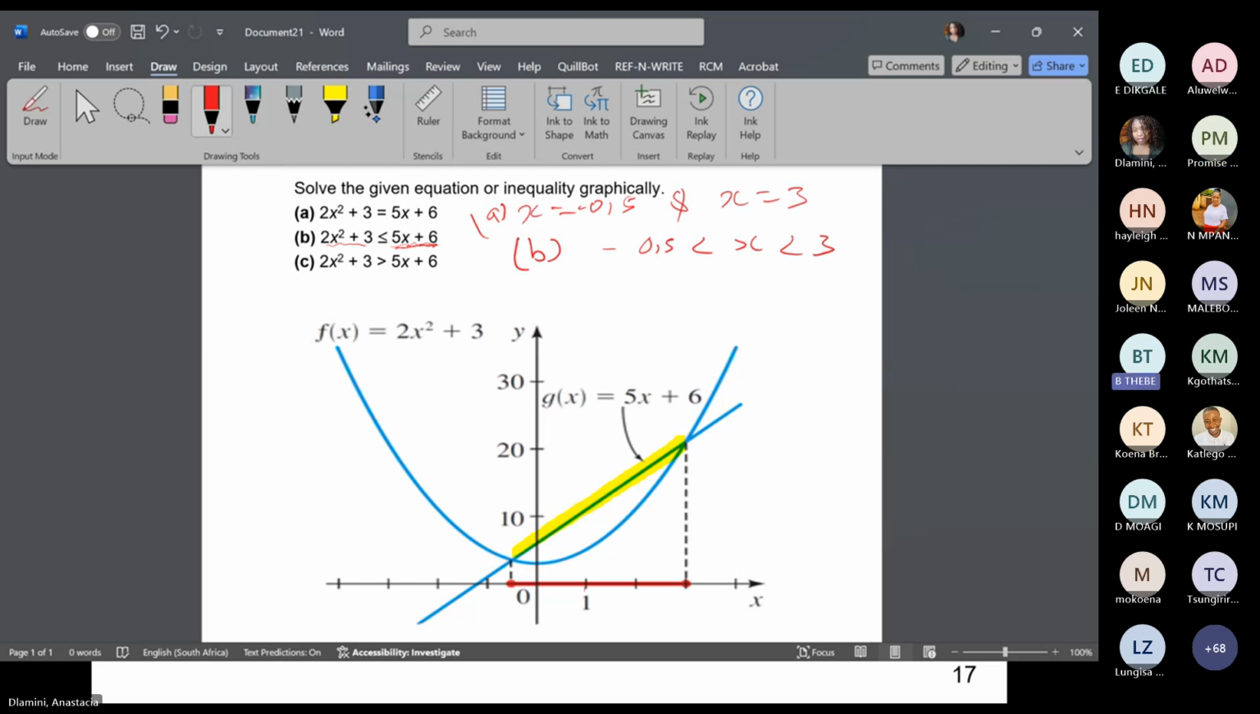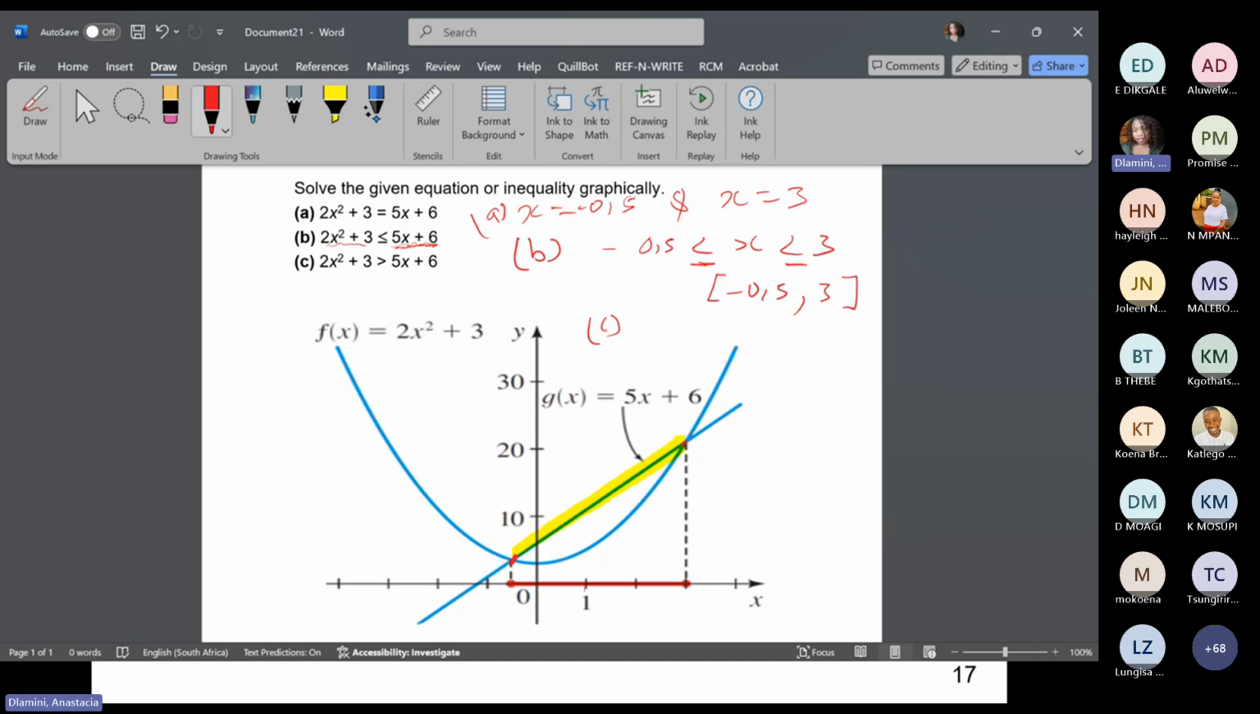Equal sign. They are also equal at those two points. Therefore, I need to put the equal sign. So you can also write it like this, negative 0.5 and 3. You guys are getting this most. It means in the assignment you get it.